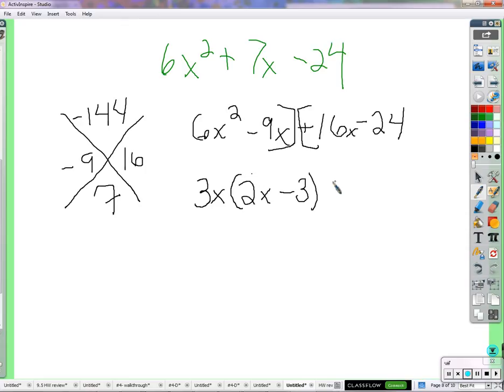Alright, so we got the 3x. As she continues to write, I'm just going to point out 3x times 2x is 6x squared. 3x times negative 3 is negative 9x. Take out a positive 8 from both of those.